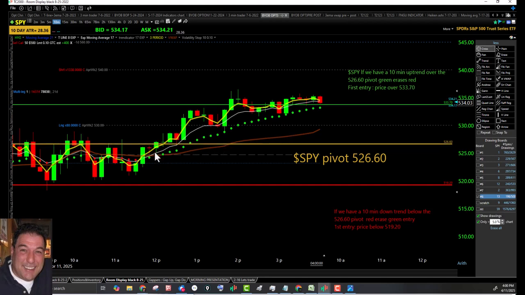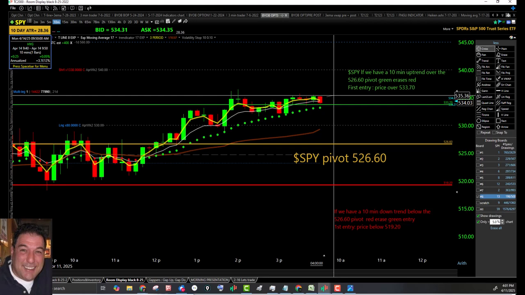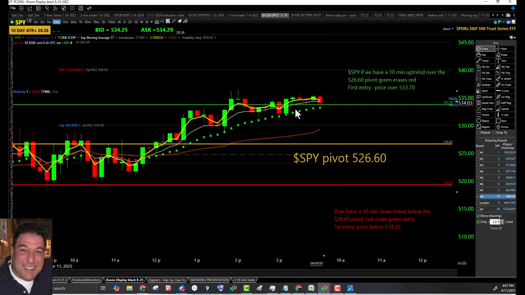So that is a 10-minute uptrend that we were trading all day today, well, ever since 11:30, okay, all the way up to where we are today, which was a high of 535. All right, so there's price action for the SPY. We like 10-minute uptrends over VWAP right there.